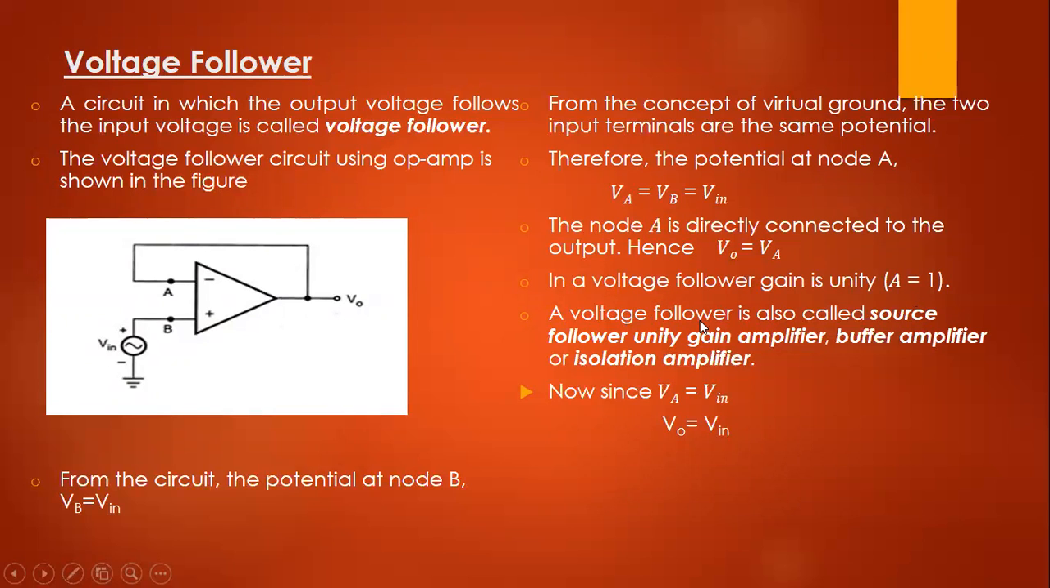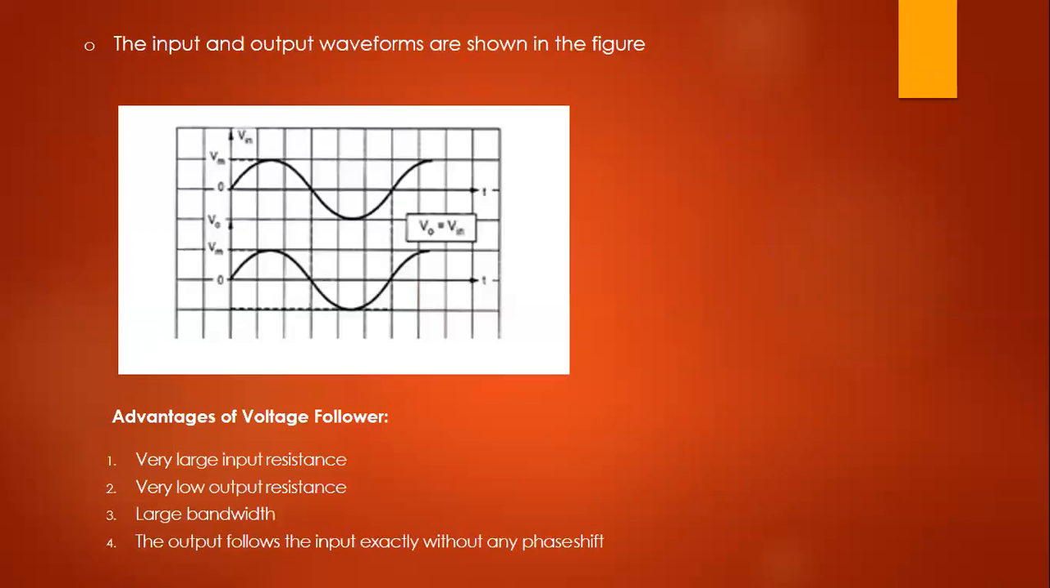This voltage follower is also called source follower, unity gain amplifier, buffer amplifier, or isolation amplifier. Here the closed loop gain of the circuit is 1. That means the output follows the input. Whatever input you give, the output will follow the input. And the circuit does not provide any amplification. Now let us see the output and input. See, this is the output waveform. Output follows the input.